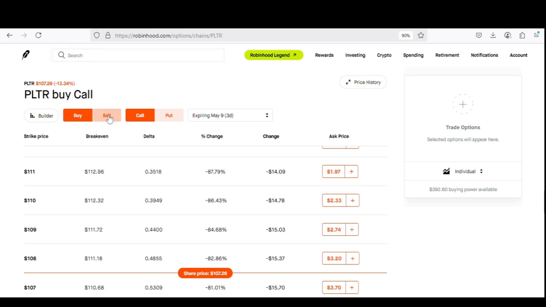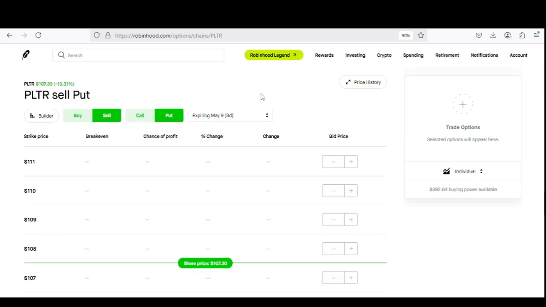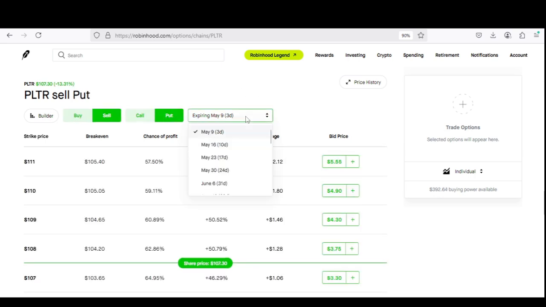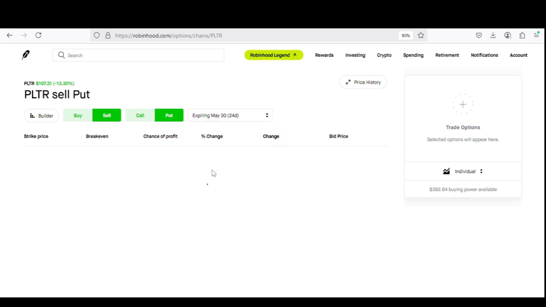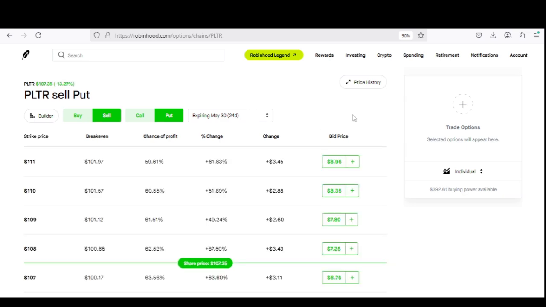So I'm simply going to go to sell. Then I'm going to go to put. And now I'm going to choose my strike date. The strike date I will be using is going to be May 30th, which is going to give me about 24 days to expiration. The reason I'm going to May 30th is that the stock price is extremely volatile right now.